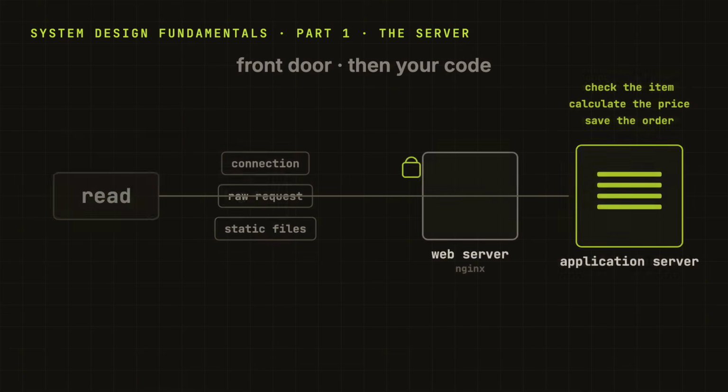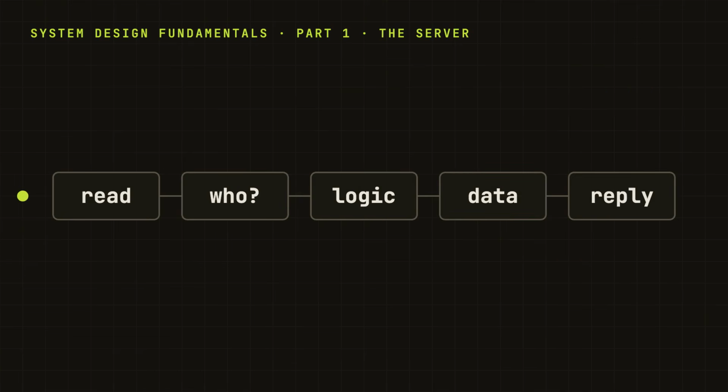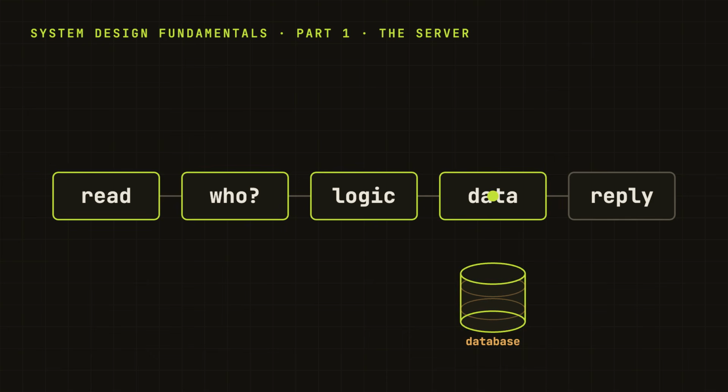So, what does the application server actually do with a request? At a high level, a few steps every time. It reads the request and figures out what you want. It may check who you are. It runs the logic. Very often, it needs data. So, it talks to a database, which is our next big concept. And then it builds a response and sends it back.